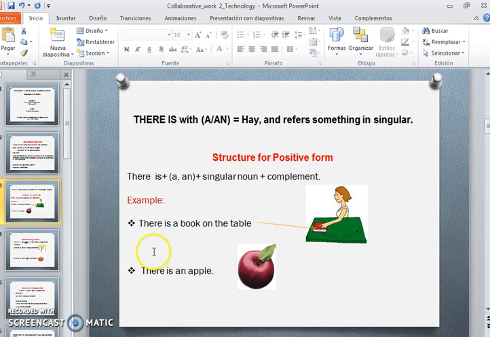Another example: there is an apple. In this case, we use an because the noun apple begins with a vowel.